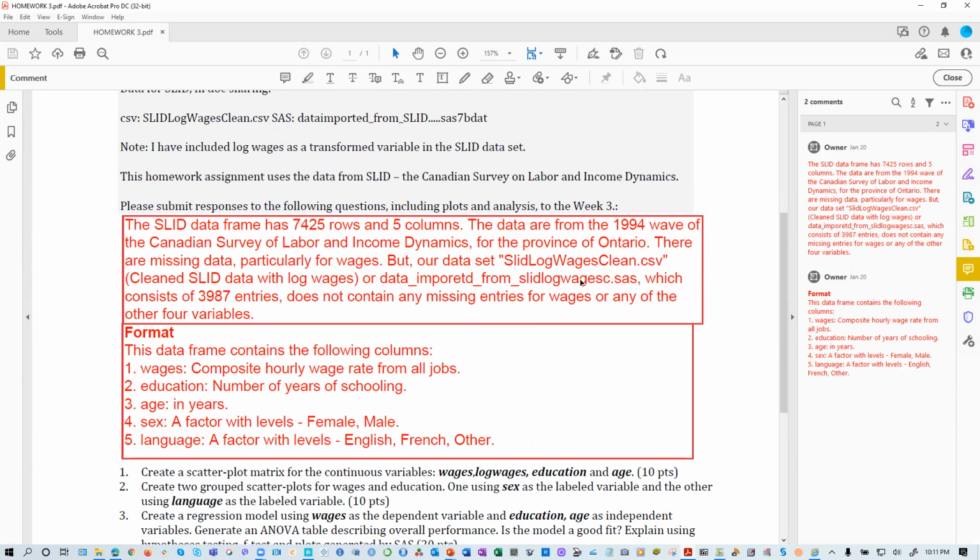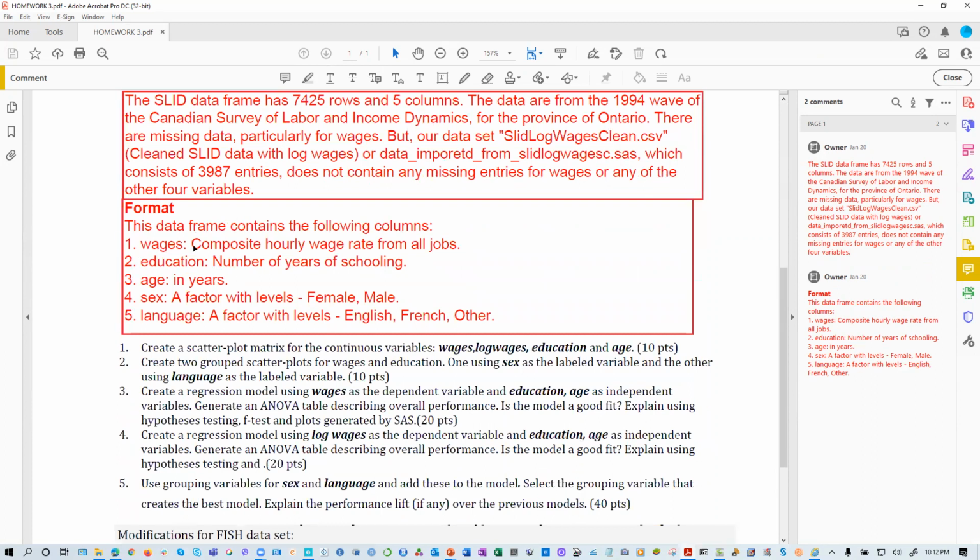The data, imported from SLID, which consists of 3,900 out of 7,424, has now been reduced to 3,987 entries. It does not contain any missing entries for wages or any of the other 4 variables. So you don't have to clean them up, and you don't have to do the imputation. So wages, education, age, gender, language.